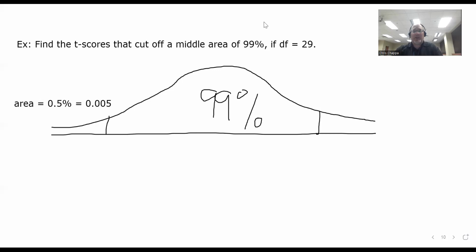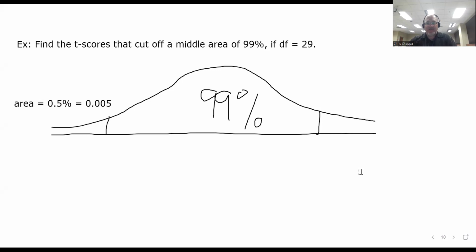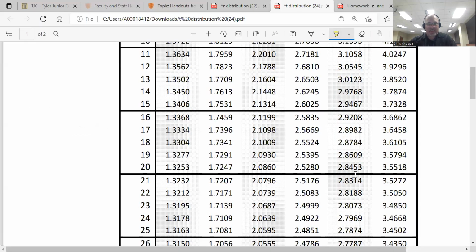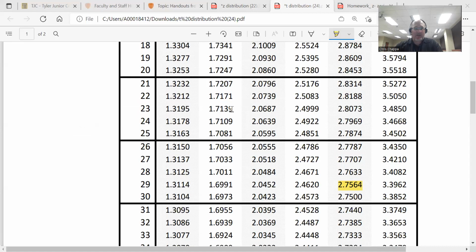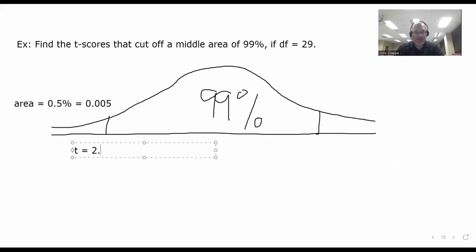All right, it's better. 29 degrees of freedom, 0.5% in the tail. Second to last column, 29 degrees of freedom, 2.7564. But the left tail is not cut off by 2.7564. The left tail is cut off by negative 2.7564. And of course, the right tail would be the opposite of that because of symmetry. So t equals 2.7564.